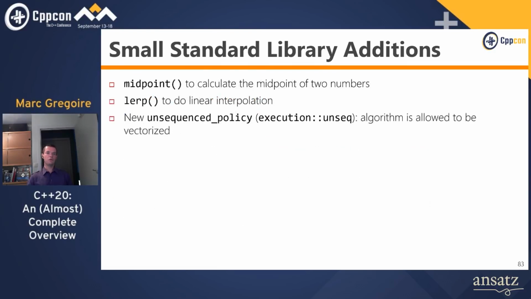And finally, we have 2 new mathematical functions. We have midpoint, to calculate the midpoint of 2 numbers, and we have lerp to do some linear interpolation. And then the last thing is there is a new unsequenced policy that you can pass to a parallel algorithm. And what this says is that the algorithm is allowed to vectorize its execution, but it is not allowed to parallelize. So only vectorization is allowed.